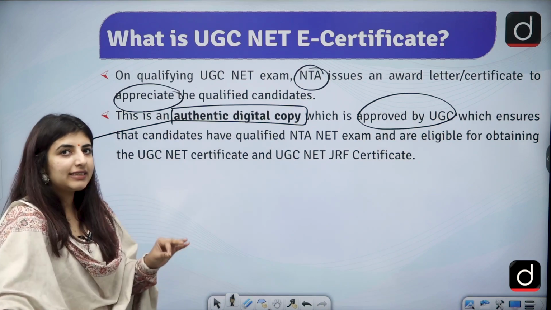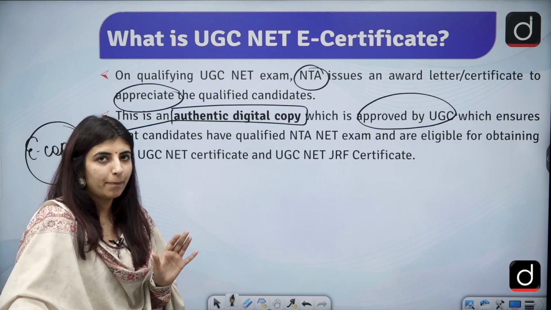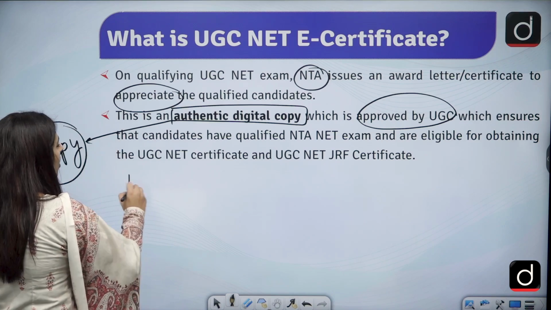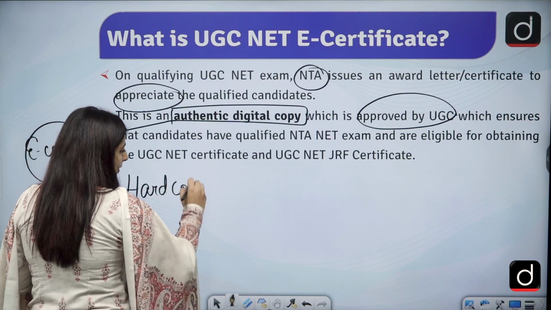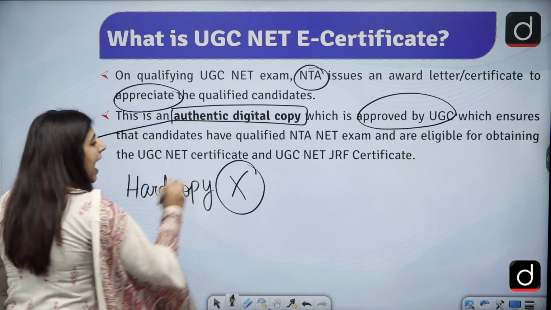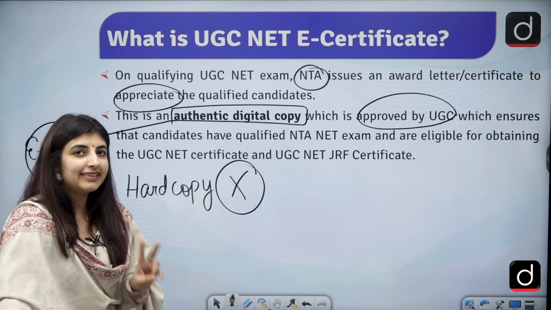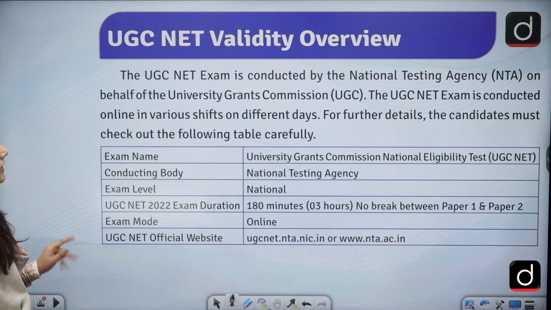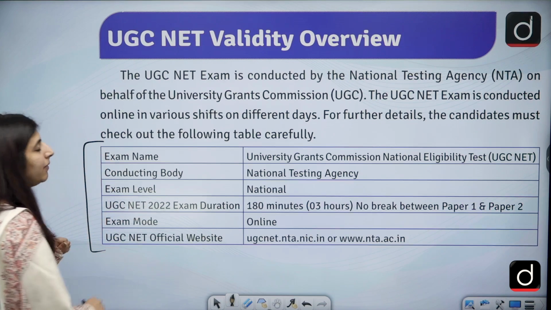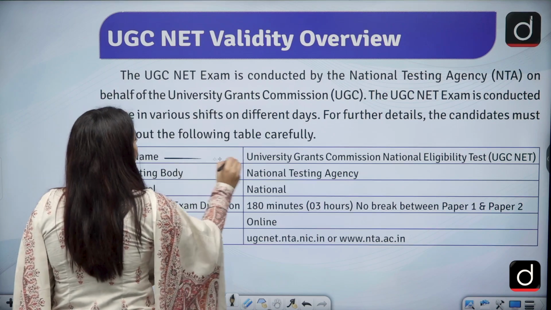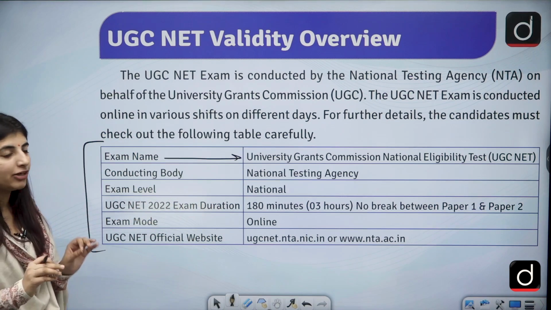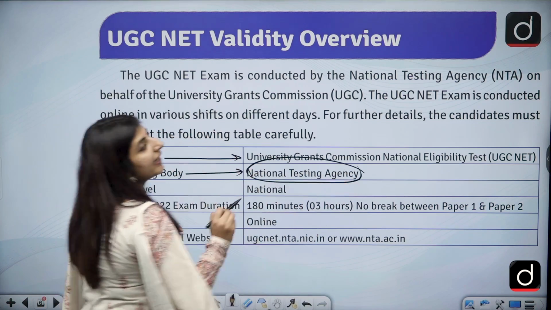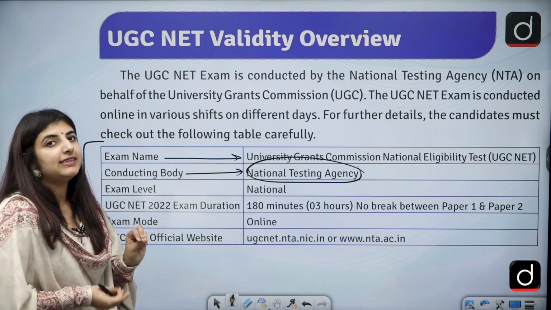Nowadays they are giving these certificates in the form of a soft copy only. Earlier, the JRF letters were awarded in hard copy format, but now this has been cancelled, and all the certificates for JRF as well as NET are provided in soft copy format. Then we have this table, which is very important. The examination we are sitting for is the UGC NET examination. The conducting body is NTA. This is the body which also issues the certificate whenever a person qualifies the examination.